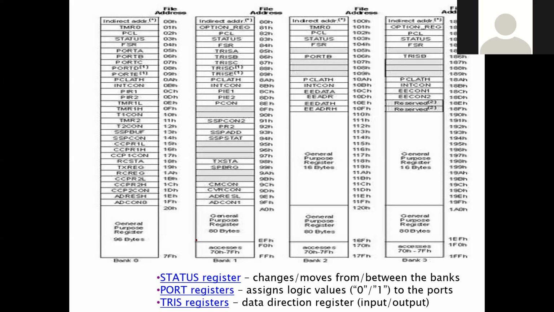Which register do we use for selecting the bank in 8051? In 8051, which register is used to select the bank? Which register is used to select the bank? You all forgot. Which register is used to select the bank registers? Anyone? R0 to R7.